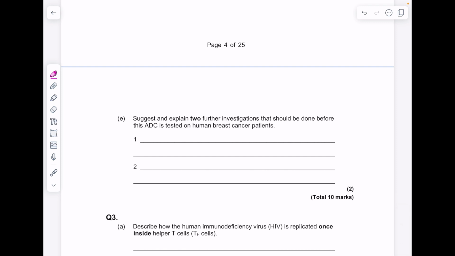Suggest and explain 2 further investigations that should be done before this ADC is tested on human breast cancer patients. So this is all to do with drug development during preclinical and clinical trials. Obviously when we develop new drugs, we need to test on healthy humans as opposed to ones with breast cancer to check for efficacy, so how well it works, and check for any side effects. And we also need to investigate different concentrations of ADC to find the suitable dose.